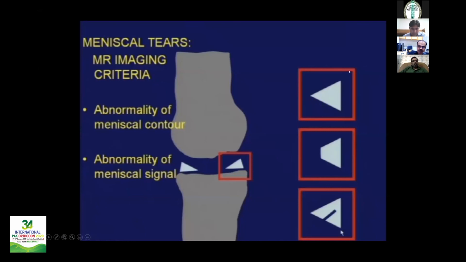But normally, to call it a tear, this abnormal signal needs to reach at least the superior surface, inferior surface, or the free edge of the meniscus. Or the other criterion is that you should have an abnormal contour of the meniscus. So this is going to be a tear, this is going to be a tear, but if the signal is just like this, extending up to the periphery, this is not an exclusive tear, so these are normally known as grade 1 and grade 2.